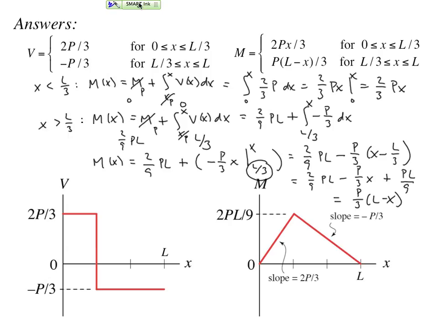The severity of the kink in the moment distribution is directly related to the change in V as we move through the discrete force at B. As can be seen in the figure, the m of x function has a positive slope equal to 2P over 3 as we approach L over 3 from below, and a negative slope of P over 3 as we pass through L over 3 and head to C.